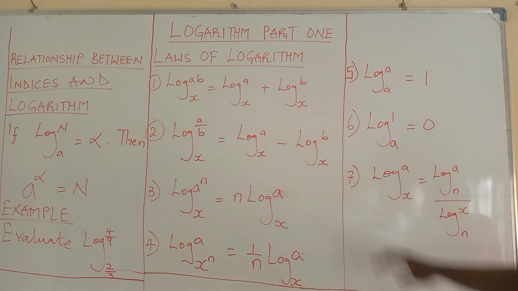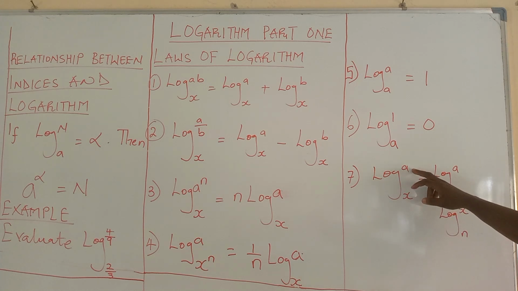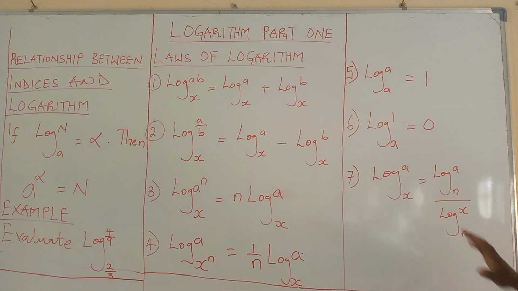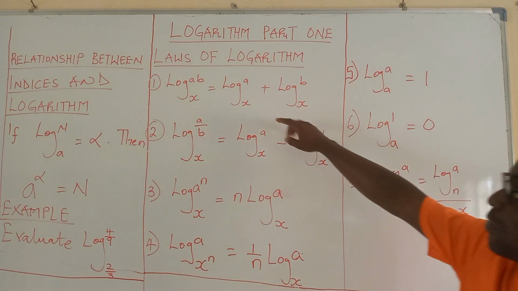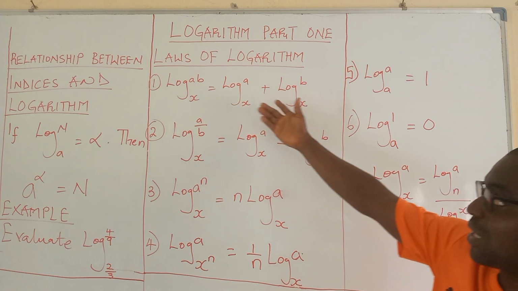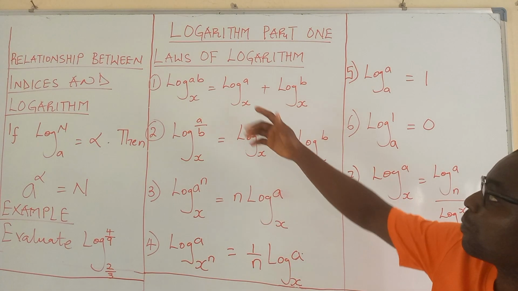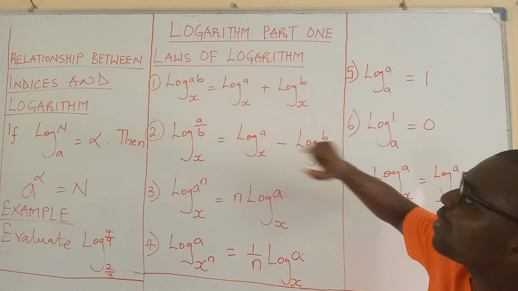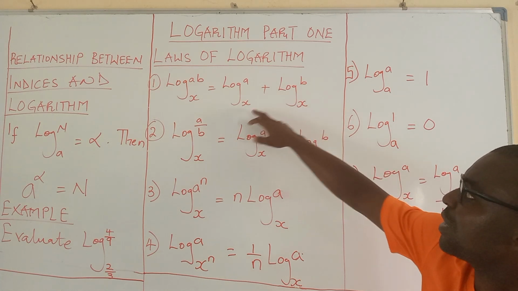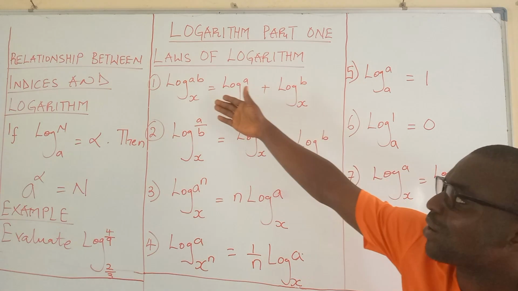Then number 7, we have what we call the change of base law. Now, this is log A base x. Assuming I want to change it to base n, a different base entirely. For example, if you look at this law 1, which you can call the multiplication law or the addition law, it is still the same thing. This law works only when the bases are the same. If the bases are not the same, then you cannot apply this law.